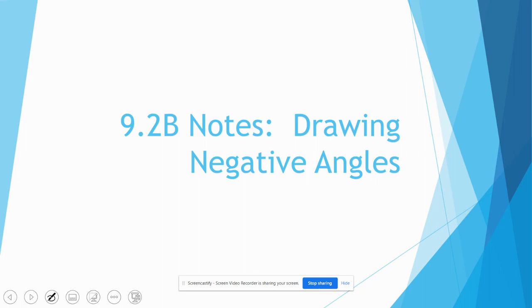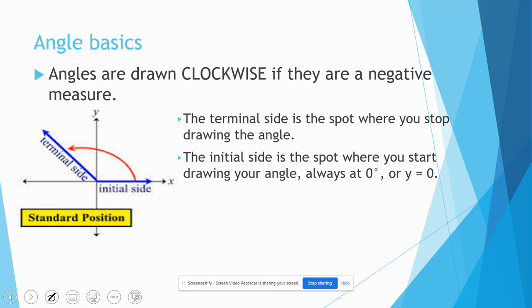Welcome back, everybody. We're going to continue our talk about angles and drawing angles with drawing negative angle measures today. The difference between the last lesson and this lesson is negative angle measures are drawn clockwise, so the same direction as a clock.